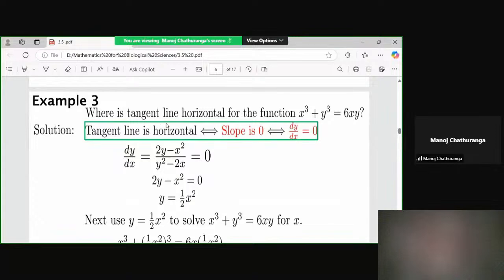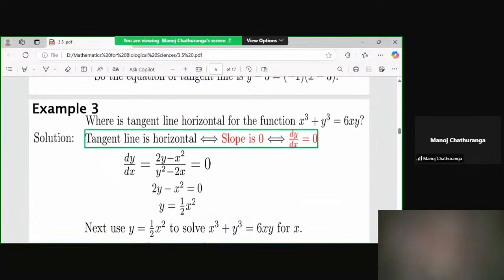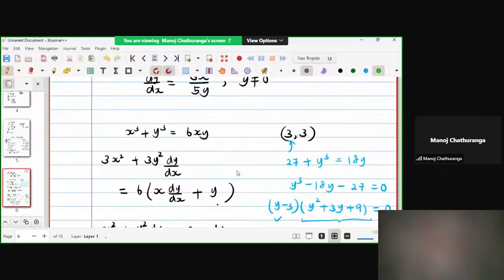Where is the tangent line horizontal for the graph of this function? The graph of this implicit function. That's a perfect, very good question. Let's go back and see where we have horizontal tangent lines.